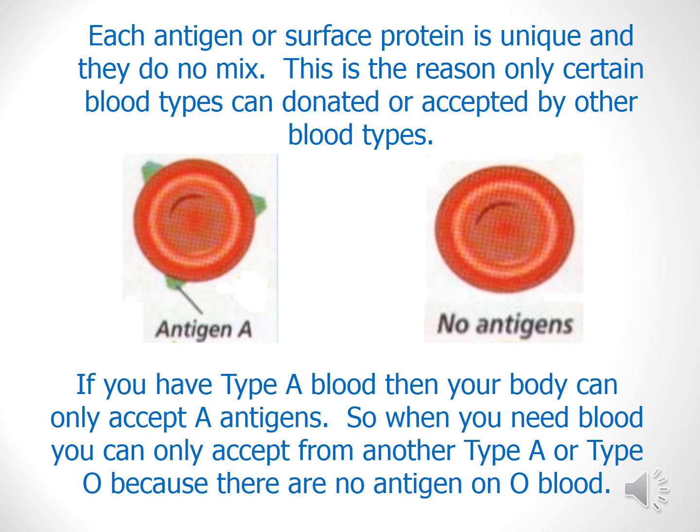So each antigen or surface protein is unique and they do not mix. This is the reason why only certain blood types can be donated or accepted by other blood types, and I just talked to you guys about that. If you have type A blood, your body can only accept A antigens. So when you need blood, you can only accept from other type A or type O, because there are no antigens on O. And that's really important about O.